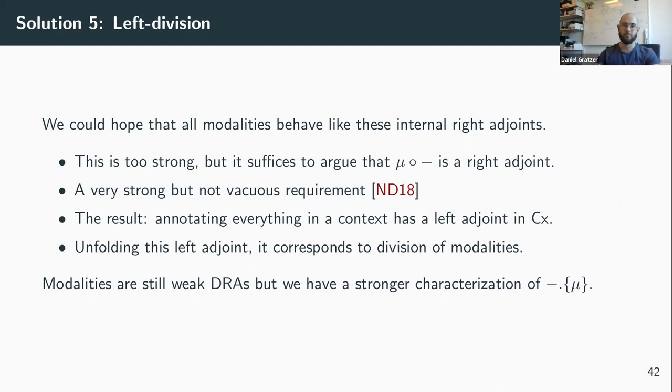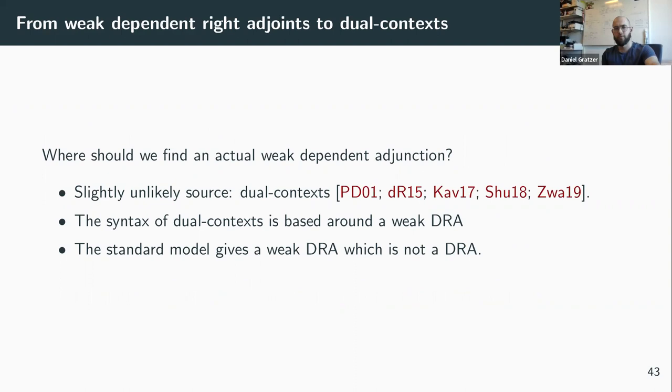All right. So thus far, we've still been talking only about strong DRAs in our semantics. Everything thus far has been a normal right adjoint, and our syntax has just precluded us from taking advantage of that. How do we go about finding an actual weak DRA in the wild, as it were? A slightly unlikely source of them comes from dual context type theories. This is an entirely different family of type theories. It was kicked off earlier than 2001, but a quite influential source has been a paper by Pfenning and Davies, and I have several other citations here which we can talk about.